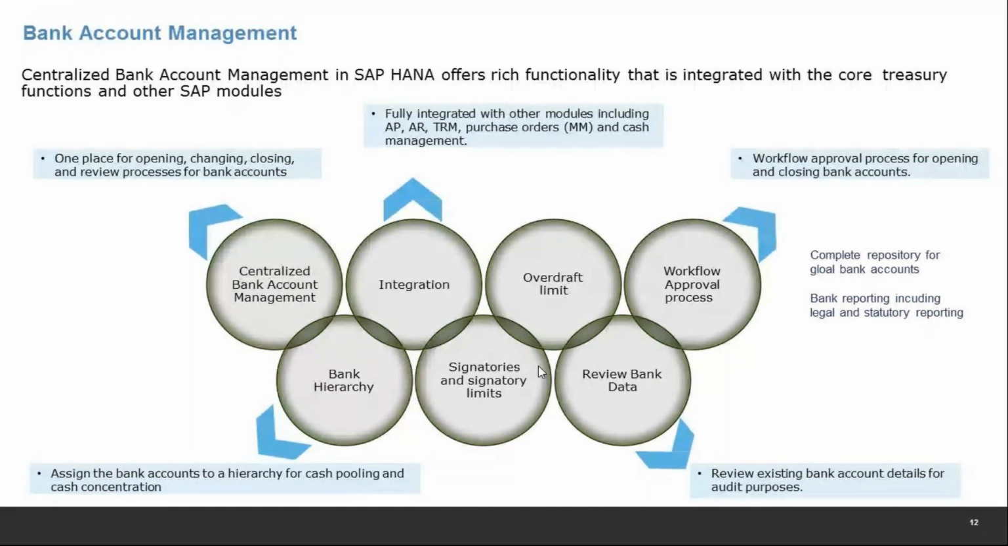Review bank data: we can initiate a review process where every 6 months I can initiate a review as a cash manager and the system sends an email to the owners of the bank accounts. We maintain the owners of the bank accounts in bank account management, and it will give you the data. You will know that every 6 months you are reviewing the bank accounts to make sure everything is correct.